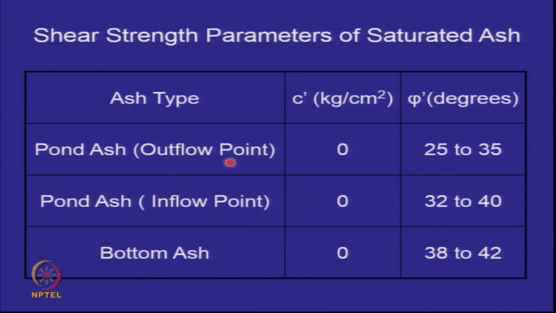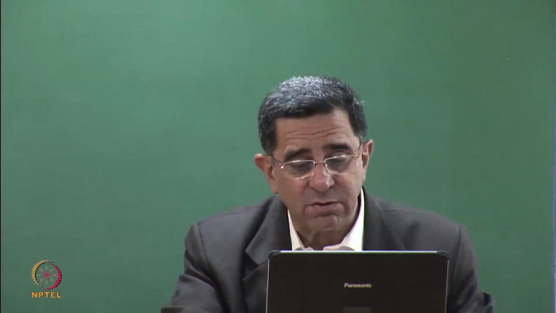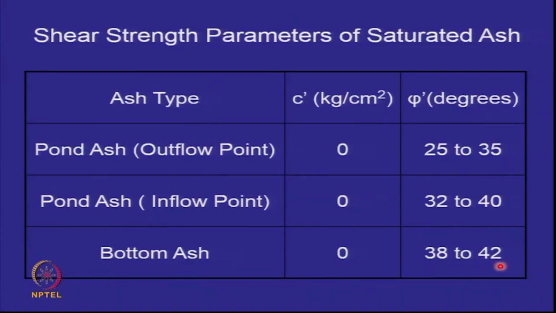Pond ash at the outflow point will exhibit, firstly, all ashes exhibit C dash equal to 0. Do remember that. All ashes exhibit C dash equal to 0. Fine ash at the outflow point will give you phi dash of 25 to 35 degrees. This is for the loosely deposited state, hydraulically deposited, and this is for the compacted. This is the range of values. Pond ash at the inflow point, which is coarser, will show this range. Bottom ash, which is nothing but coarse material which is angular or subangular in shape, shows very significant high phi dash values.